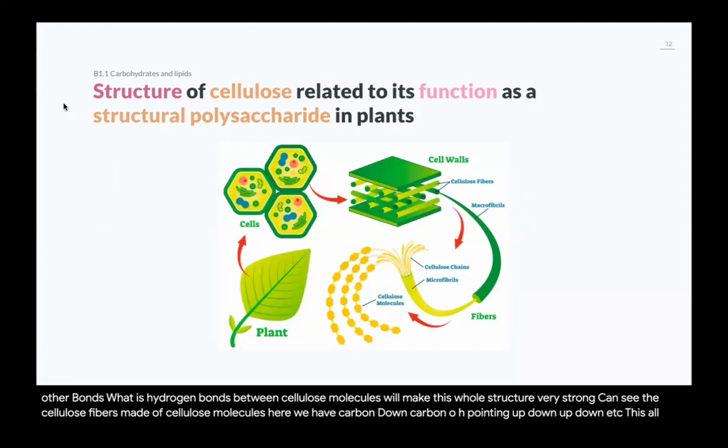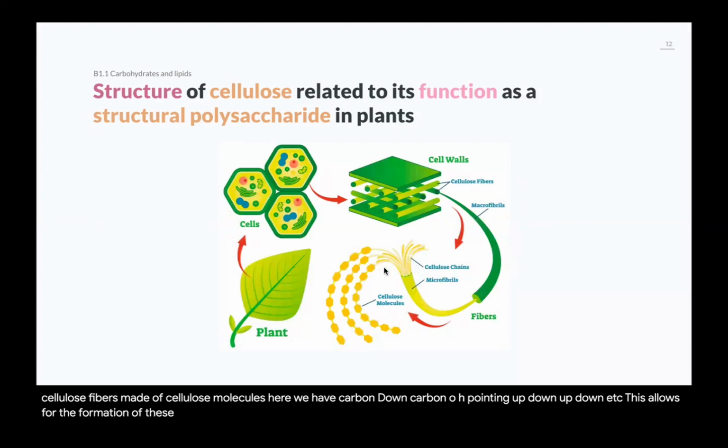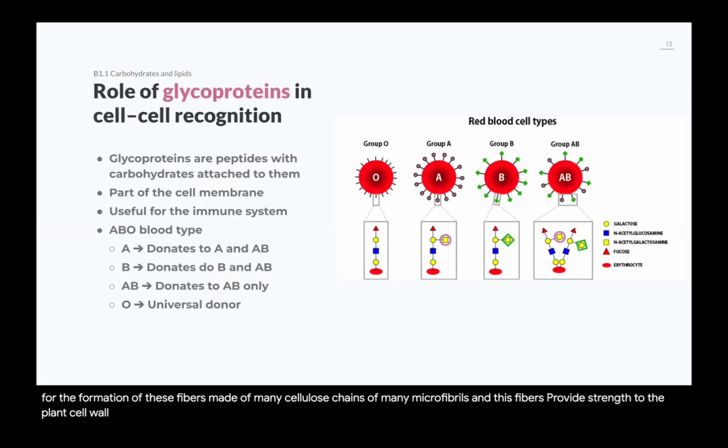This allows for the formation of these fibers made of many cellulose chains, of many microfibrils, and these fibers will provide strength to the plant's cell wall. Now, some carbohydrates are attached to proteins and they form the structure called glycoproteins in the cell membrane, and they have this role of recognition of signaling between cells.